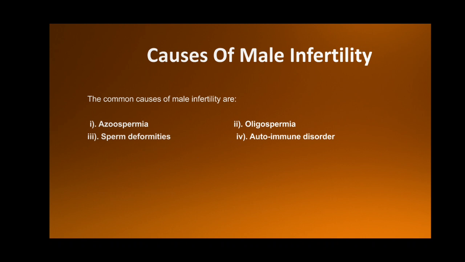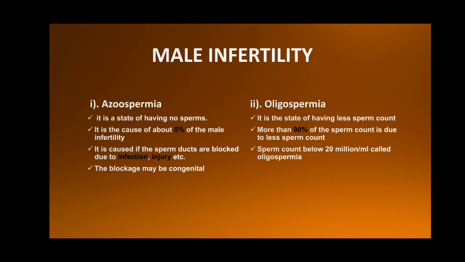Then the second topic is causes of male infertility. The common causes of male infertility are azoospermia, oligospermia, sperm deformities, and autoimmune disorder. Azoospermia is the state of having no sperms, and it is the cause of about 5% of male infertility. This type of infertility may be caused if sperm ducts are blocked due to any infection or some injury, or the blockage may be congenital, that is, it is present at the time of birth.